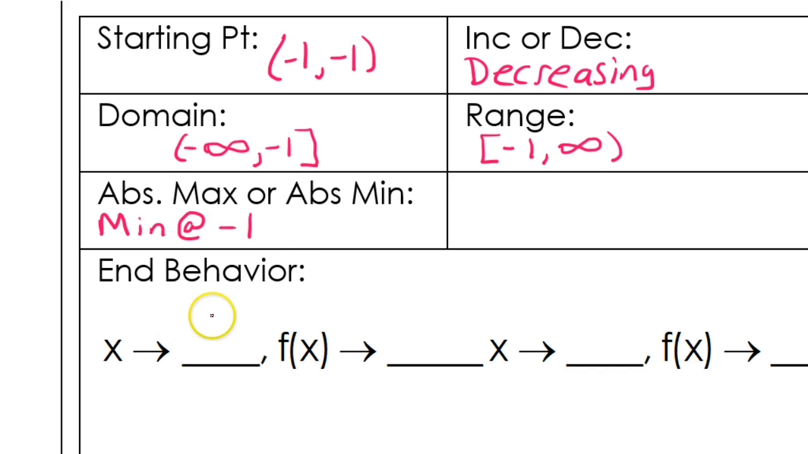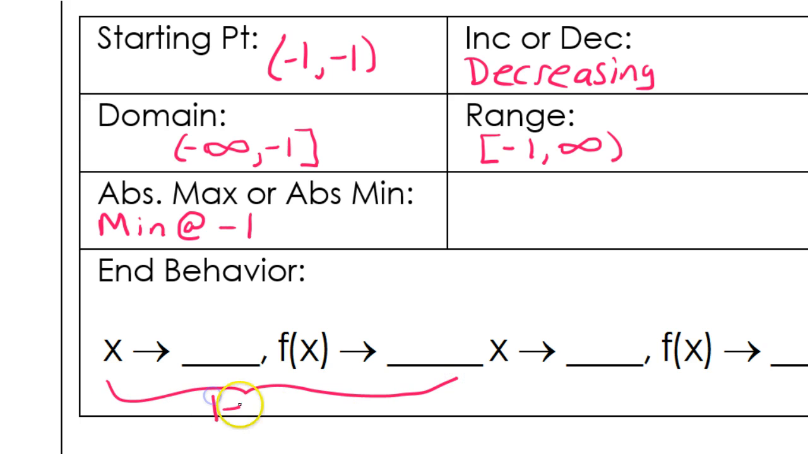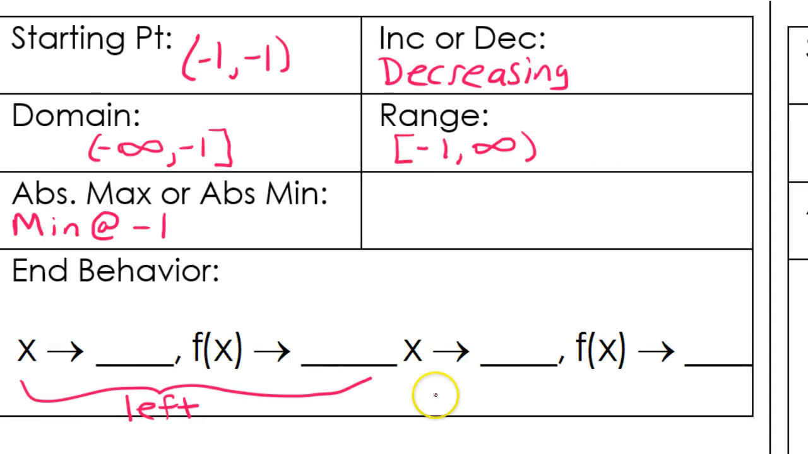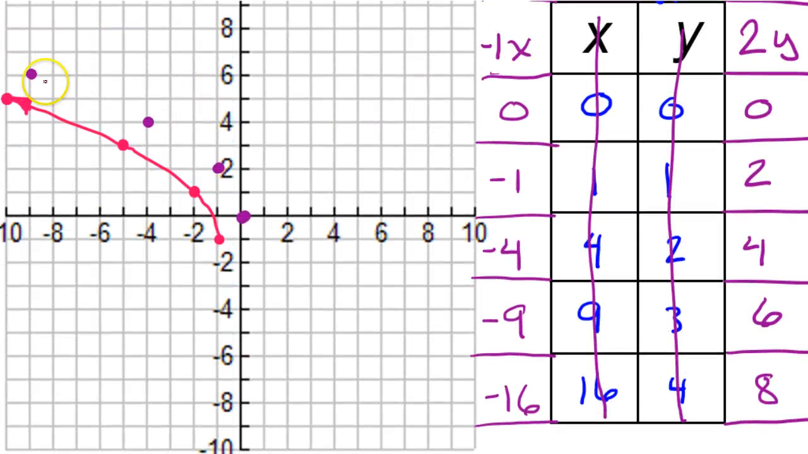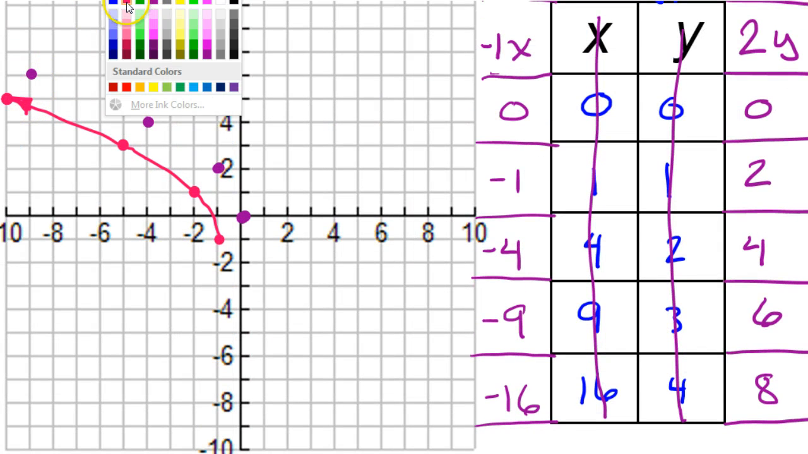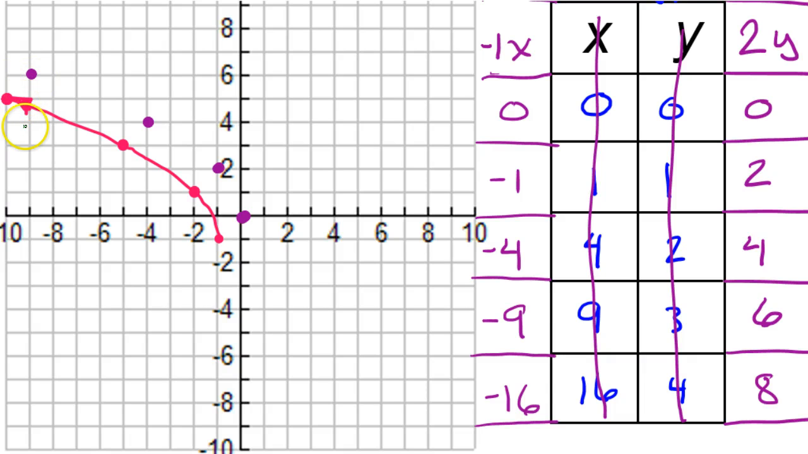Okay, and end behavior. End behavior is all about what's going on at the left end and what's going on at the right end of the graph. And this means what are the x values doing, and this means what are the y values doing. So let's analyze the graph. Let's look at the left end. Okay, here's the left end over here.